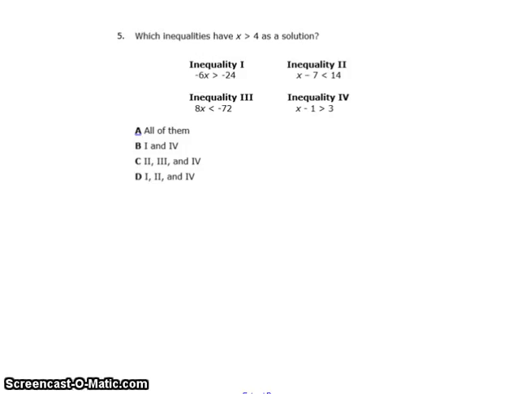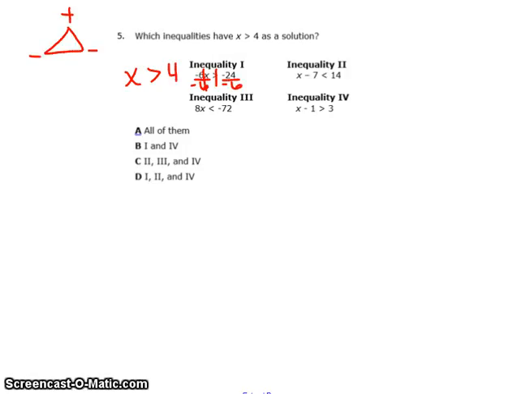So my first inequality says negative 6x is greater than negative 24. Well, I know that that's a multiplication problem, and the opposite of multiplication will be to divide. So I draw a line through my inequality sign, and I divide by negative 6 on both sides. These cancel, so I'm left with x is greater than negative 24 divided by negative 6, which gives me 4. And then I have to see if that's going to be positive or negative.